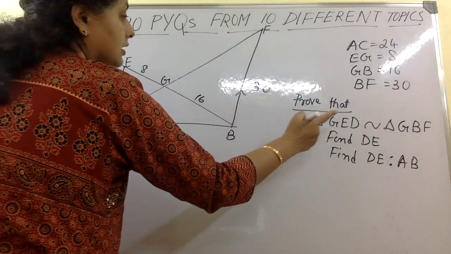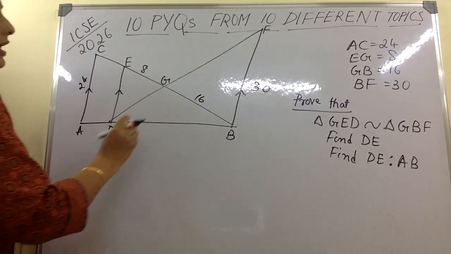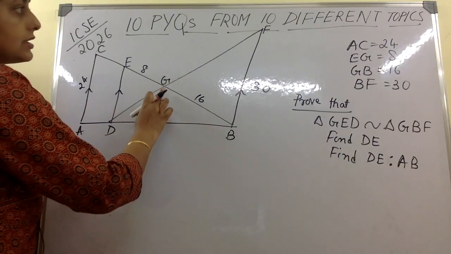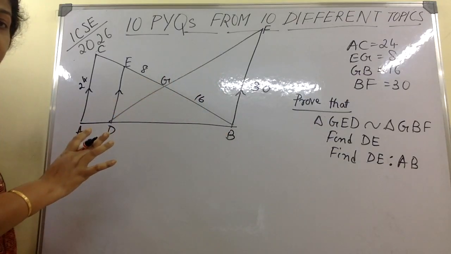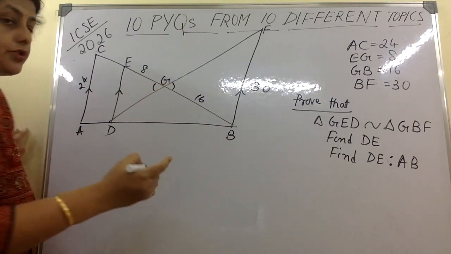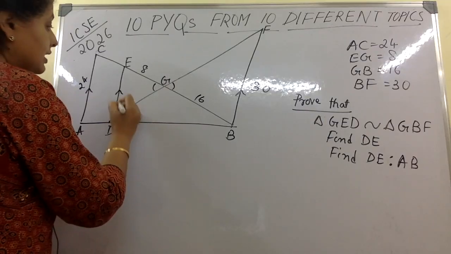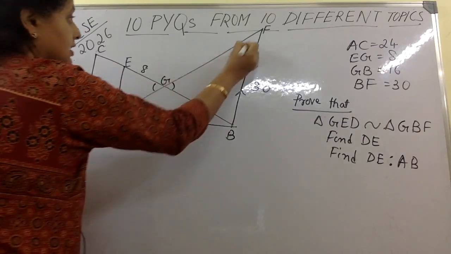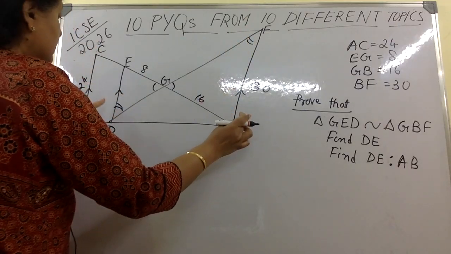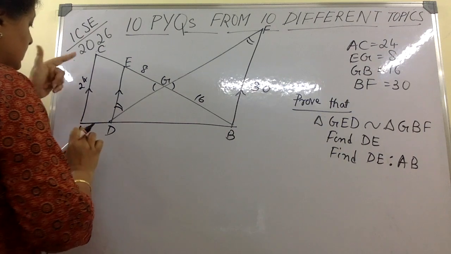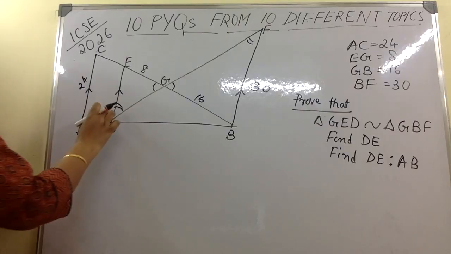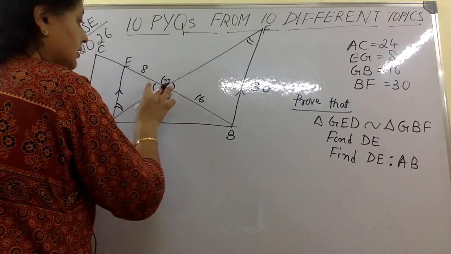Prove that triangle GED is similar to triangle GBF. Okay, you have to prove these two triangles are similar. Firstly, these are vertically opposite angles, clear? And also you can take either this and this angle. I am taking these two because these two lines are told to be parallel. They have already told that CA, ED and BF are parallel. So now we can say alternate angles, these two are equal and here vertically opposite.